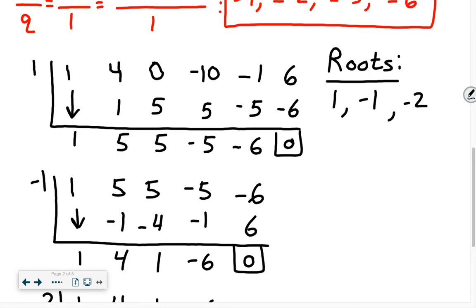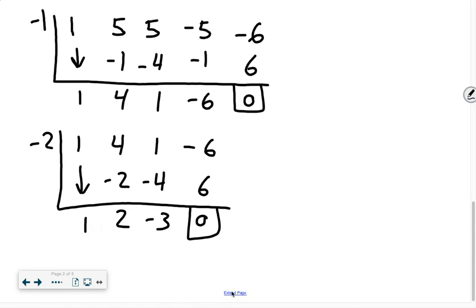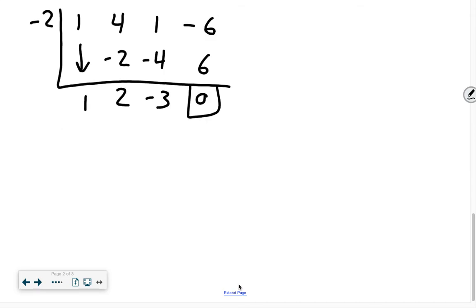And here's the nice part, once again: notice our final numbers are 1, 2, and -3. What it's done is it's broken that polynomial down further and further for us each time. This is our remainder, this is our constant term, this is our x, and this is our x squared. If we had another number, it'd be x cubed. If we had another number, it'd be x to the 4th. But what we have here now is the quadratic x squared plus 2x minus 3.